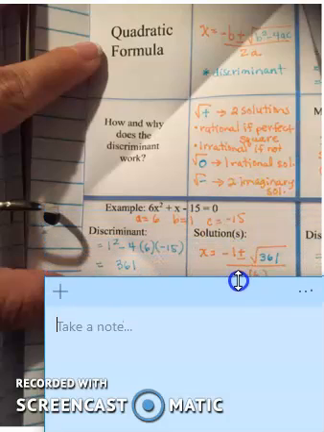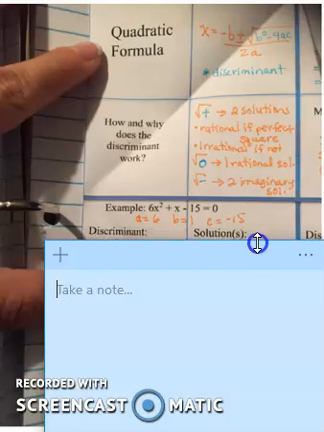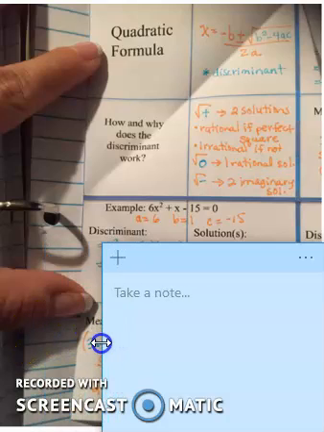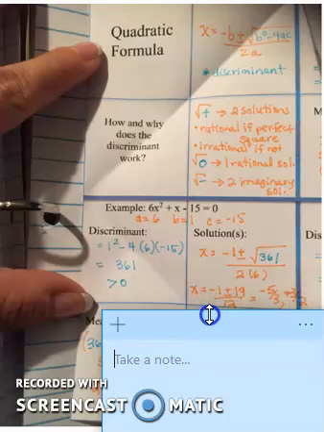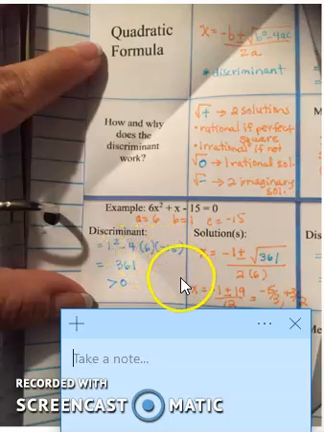So let's do an example. We have 6x squared plus x minus 15 is equal to 0. We want to solve for this. We know what a, b, and c are. And so we'll start with the discriminant, which is b squared minus 4ac. So b squared is going to be 1 squared minus 4 times 6, which is my a, times c, which is my negative 15. If you put this into your calculator, you'll end up with 361. This value is positive, so we know that we're going to have two solutions. And so it falls into this case right here.